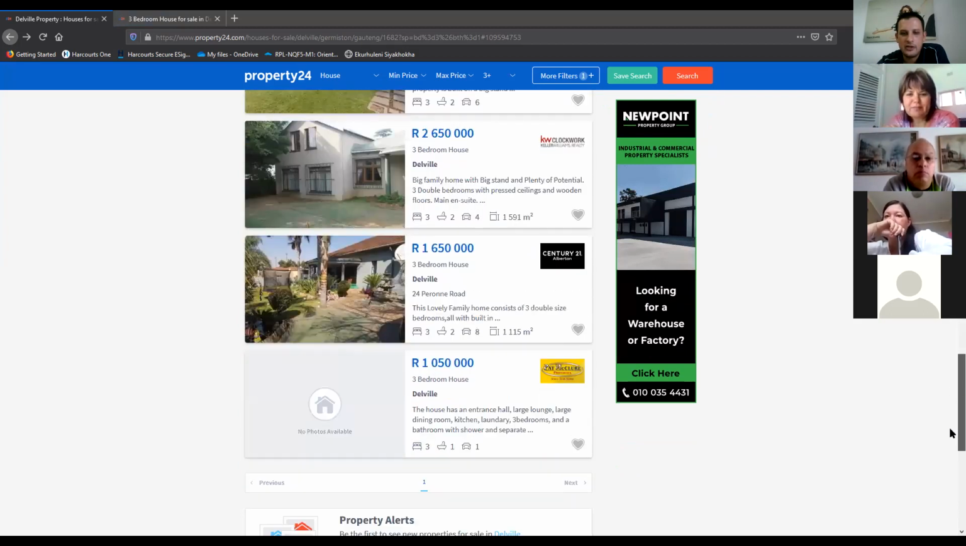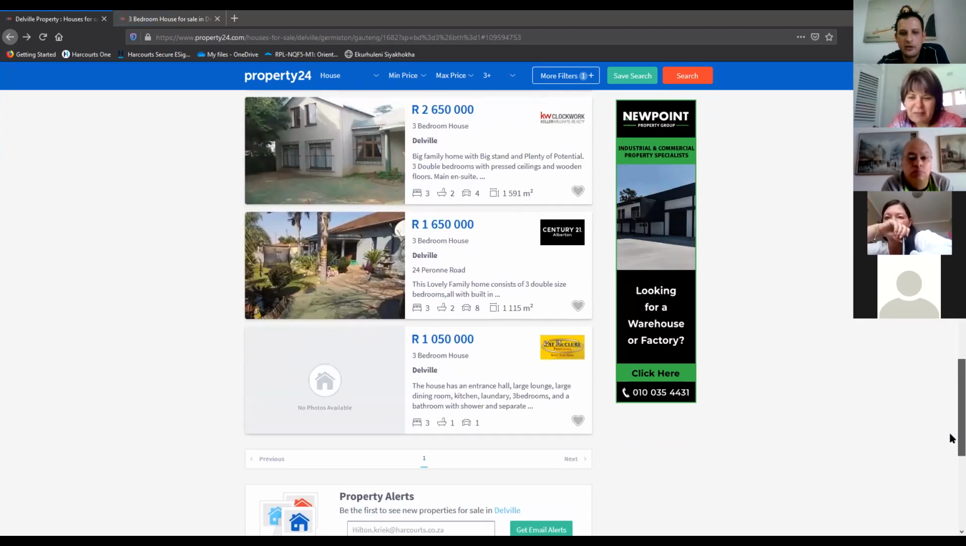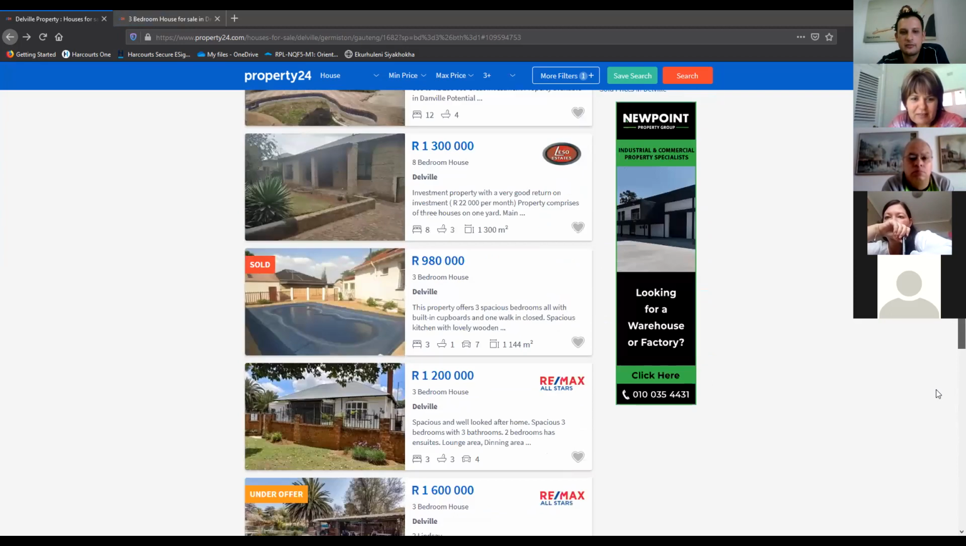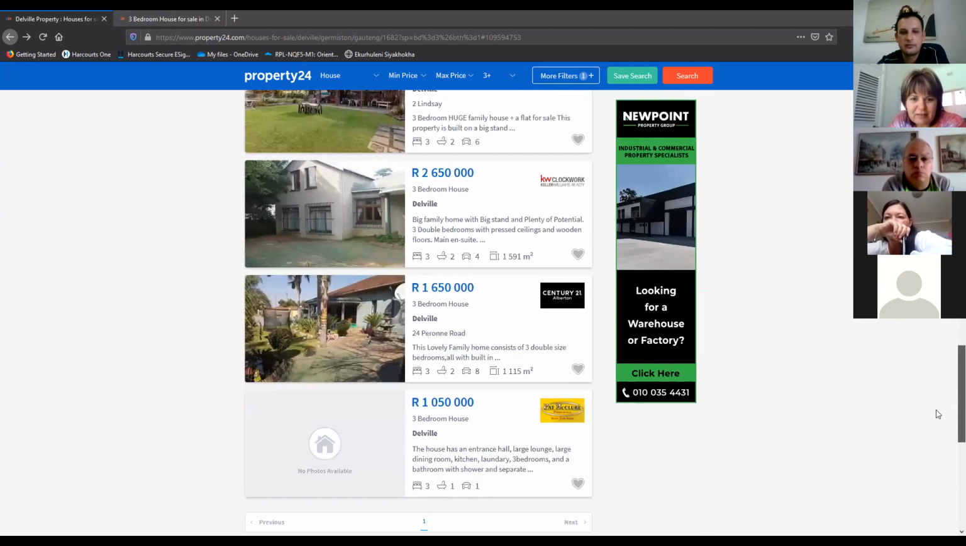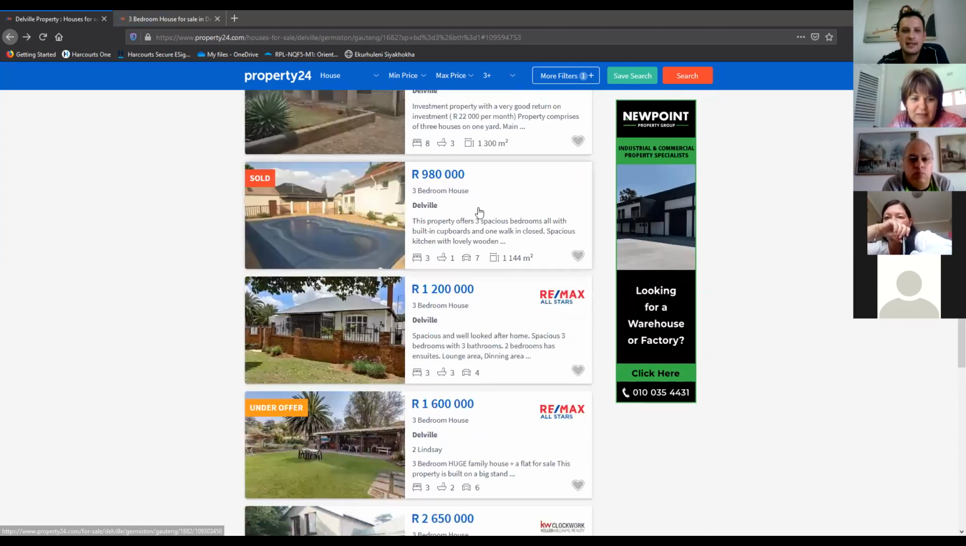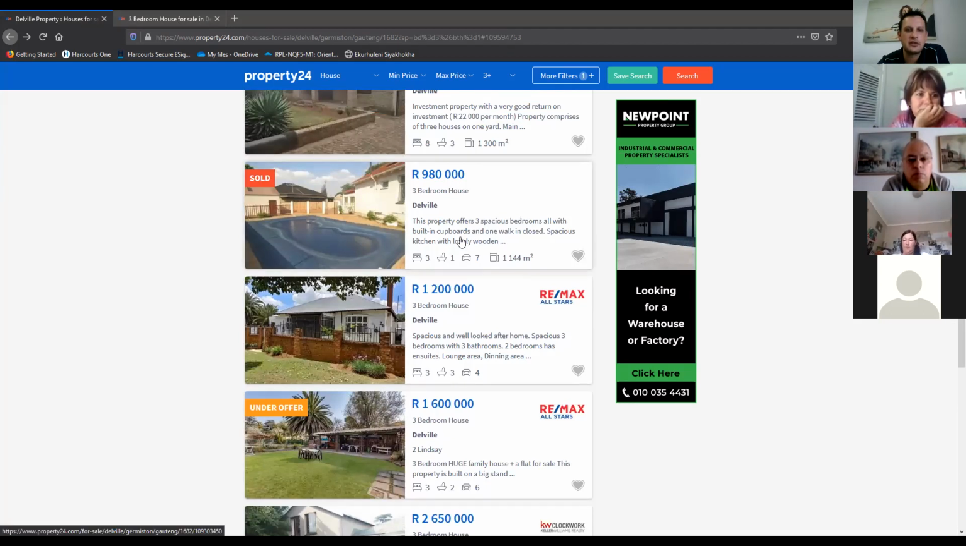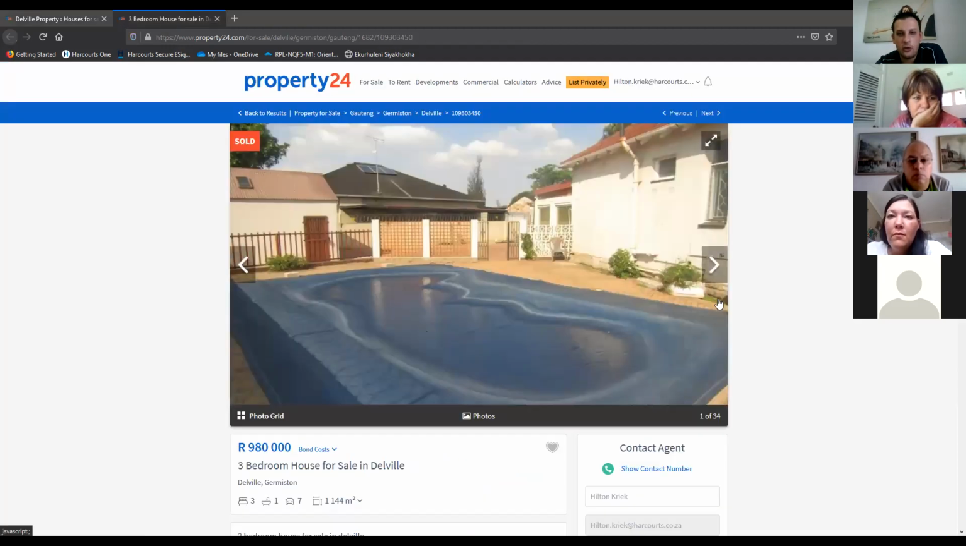Looking again, 3 bedroom, 1 bathroom. Okay. What did you do, Hilton? Oh, what I did was I just right-clicked on it. Where is it now? There we go. I just right-clicked and said open in a new link. So here it is here. So I just opened up a separate page for it. So now I can see there's only 1 property in the Delville area that's got 3 bedrooms, 1 bathroom. And it was on the market for $980 and it's sold.